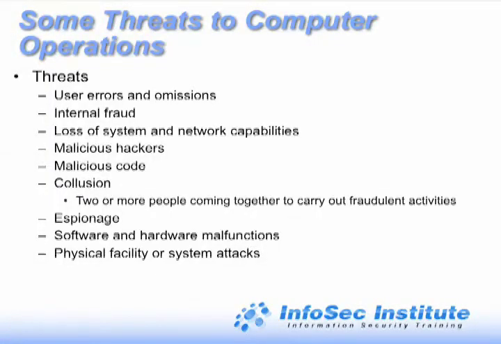Loss of system and network capability. This could be from user error or internal fraud. It could be from hardware failure as well. Also malicious hackers, criminal hackers. These are usually going to be people from the outside. This is not going to be your disgruntled employee. There's also collusion, which goes back to internal fraud or potentially economic espionage. Collusion is where 2 or more people come together to carry out a fraudulent activity.